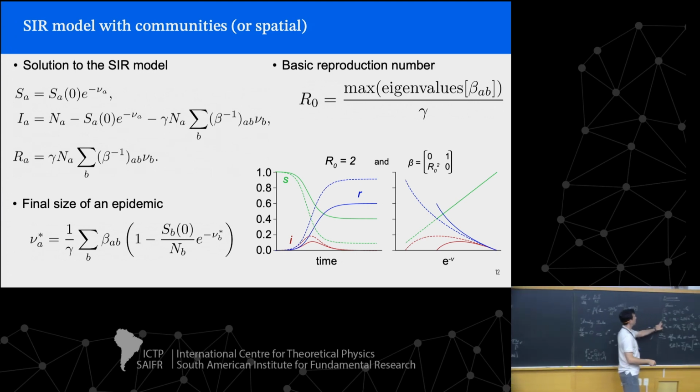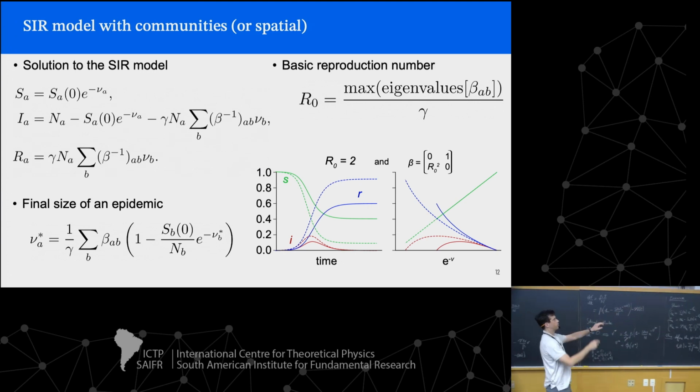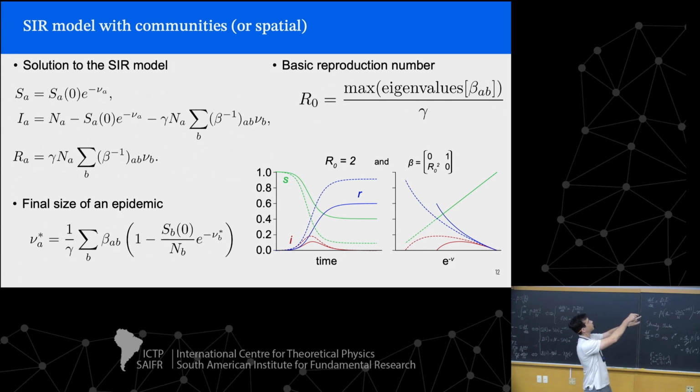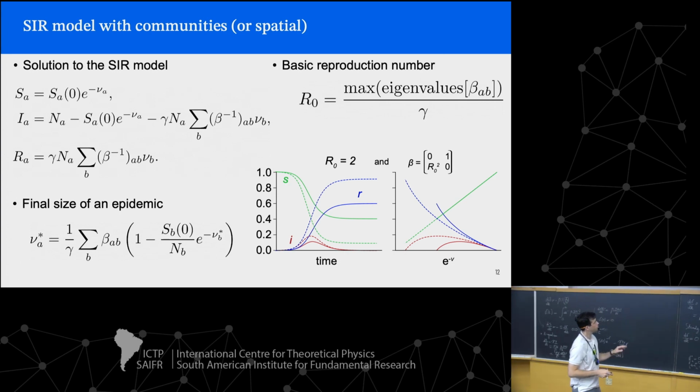And if you try to solve it with this method, then you get this graph. And if you try to relate it to time, then you get this one, right? And the dashed and the solid lines are the two different cities.